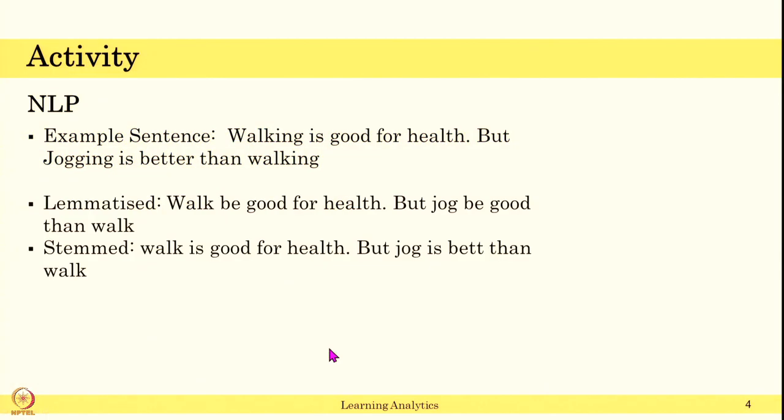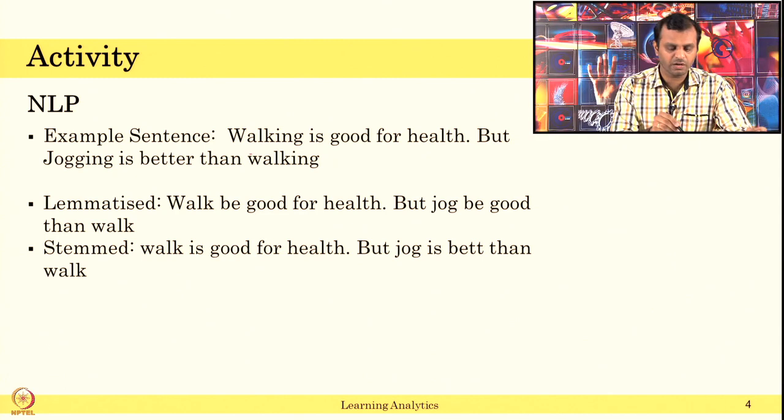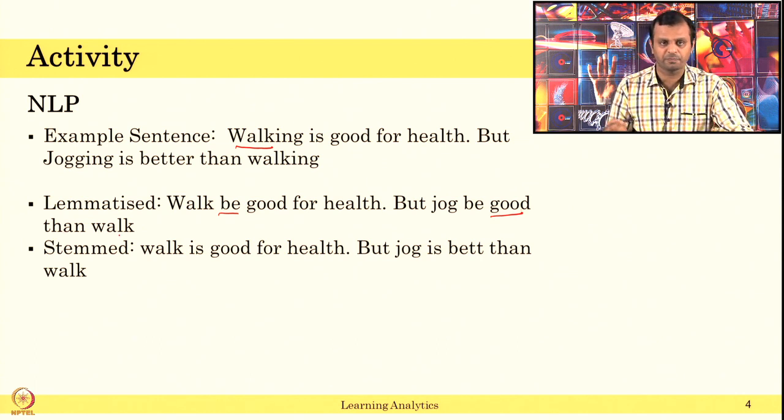So, the lemmatized form is simple, right? We know lemma is the root form. So, walking, the root form is walk. Is actually, the root form is be. Be good for health. But jogging, the root form is jog. Be. Better is actually a form of good. Good. Then walk. Okay, this is the lemmatized form.